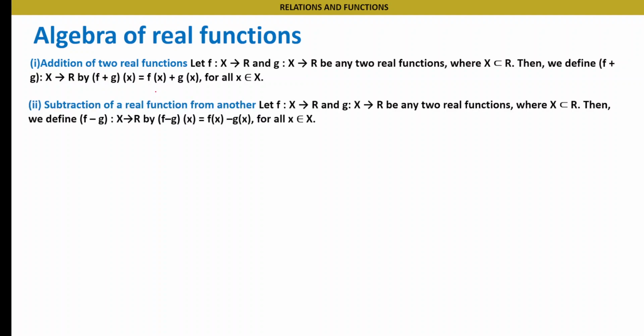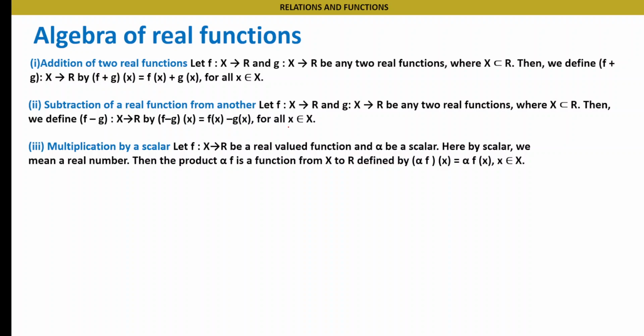Second one, subtraction of a real function from the other. If f of x is one real function and g of x is a real function, then (f minus g)(x) is f of x minus g of x for all x belonging to X. Similarly, multiplication by a scalar. When we are multiplying a real valued function with a scalar, here the scalar means a real number. The product alpha f is a function from X to R defined by (alpha f)(x) equals alpha times f of x, x belonging to X. So we are multiplying the entire function with the scalar value alpha.